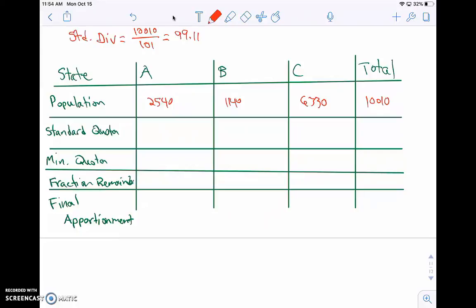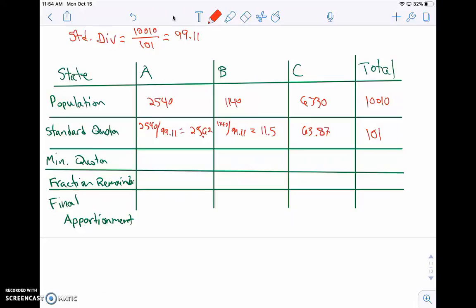So the standard quota for A, you're going to take 2,540 divided by 99.11, and this will give you about 25.62. Then you take 1140 divided by the standard divisor 99.11. You get a standard quota of 11.5. And then same thing, 6330 divided by 99.11, you get 63.87. Those standard quotas should add up to 101, the total number of seats.